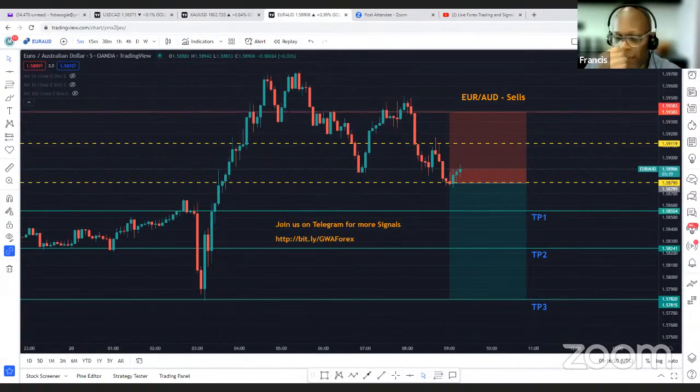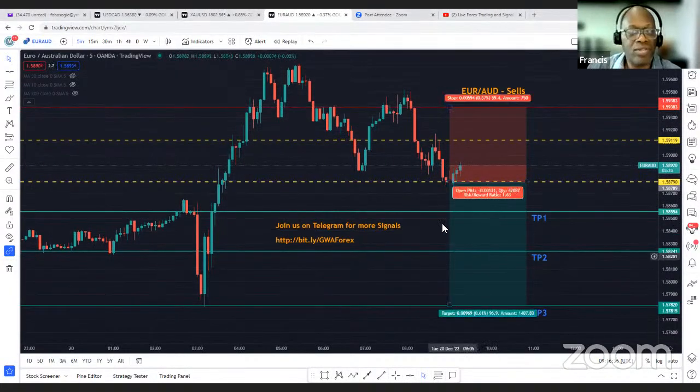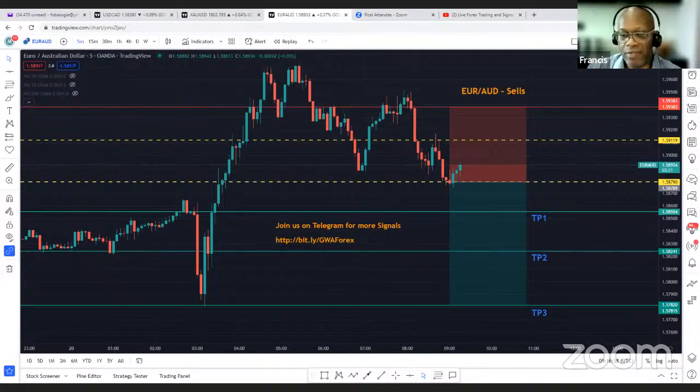Let's quickly look at other pairs. If there are other pairs you want us to look at, do post it in the Telegram group or in the Zoom chat, because I'll be closing the Zoom session in some minutes.